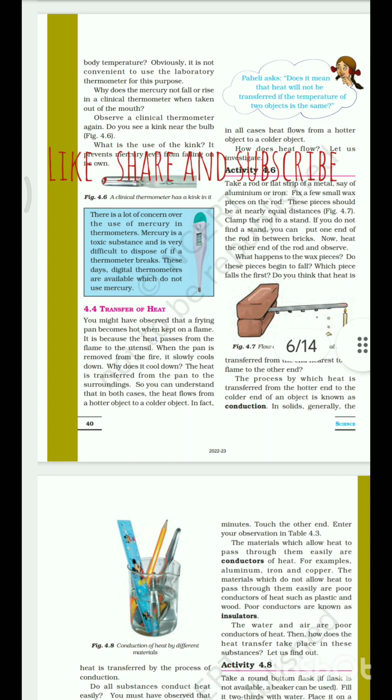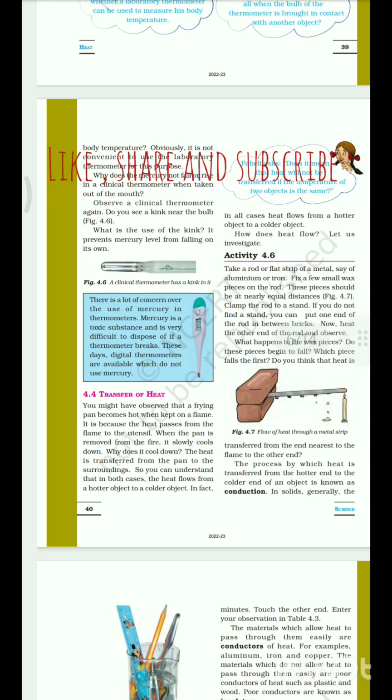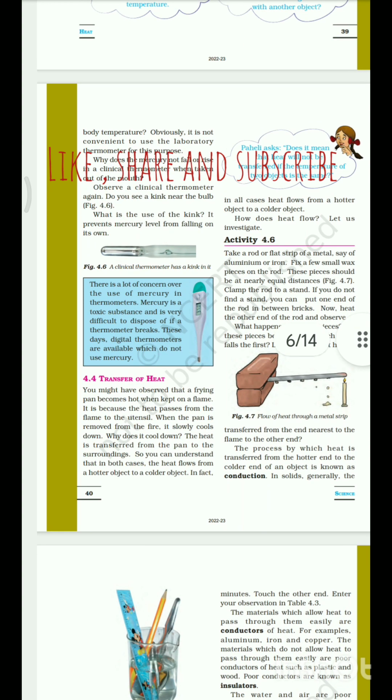So, first, which is conduction. The process by which heat is transferred from the hotter end to the colder end of an object is called conduction. It generally occurs in solids.